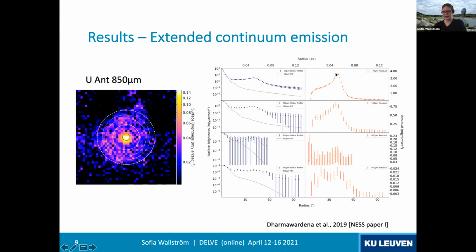And in all of them, well, the 450 micron is quite noisy. We can see that there's a peak in the dust around 40 arcseconds, and this matches what previous studies have found. At 850 micron, we also see a secondary interior peak at around 20 arcseconds, which may be a separate dust shell or just substructure in the larger dust shell.